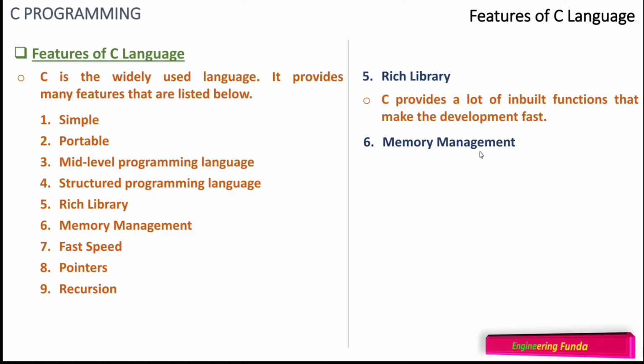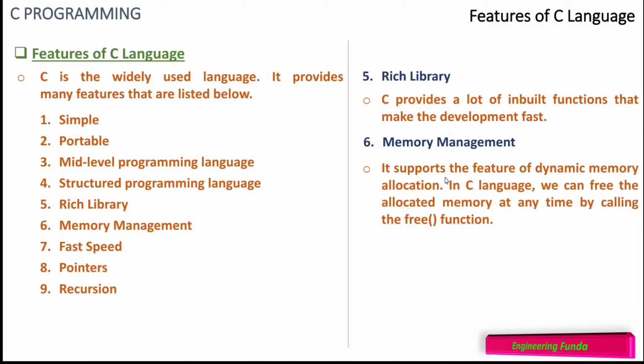The sixth feature is that it has the capability of memory management. It supports dynamic memory allocation, because there are functions like malloc and calloc, using which we can request memory, and once the memory is consumed and of no use, we can free it up. So in C language, we can free the allocated memory at any time by calling the free function. So it has its own memory management.